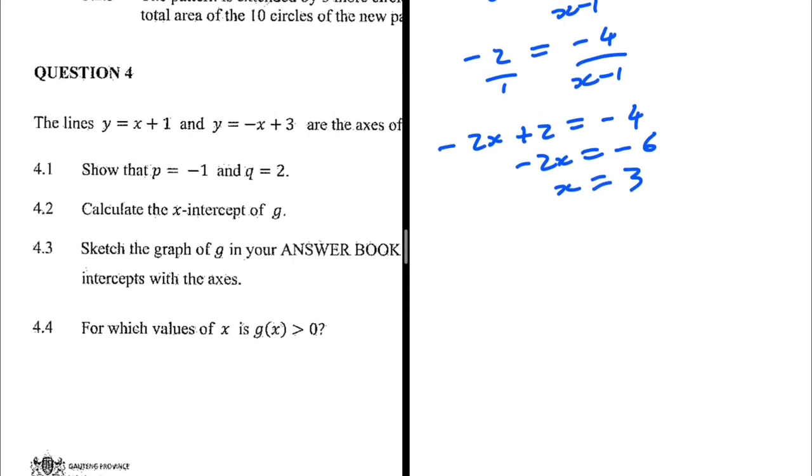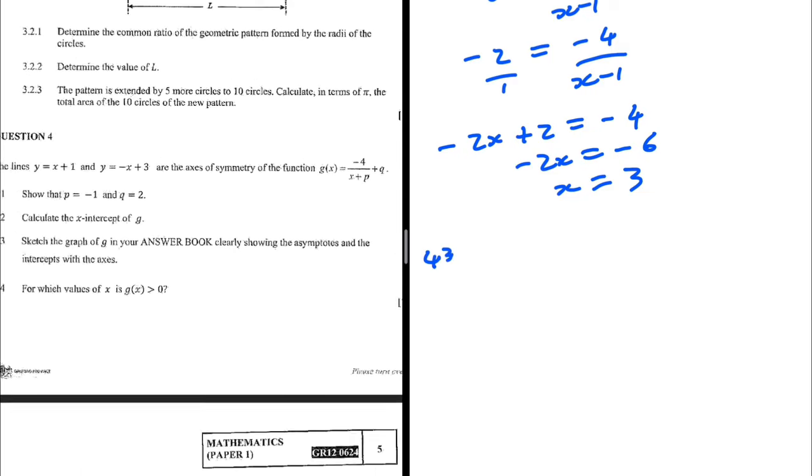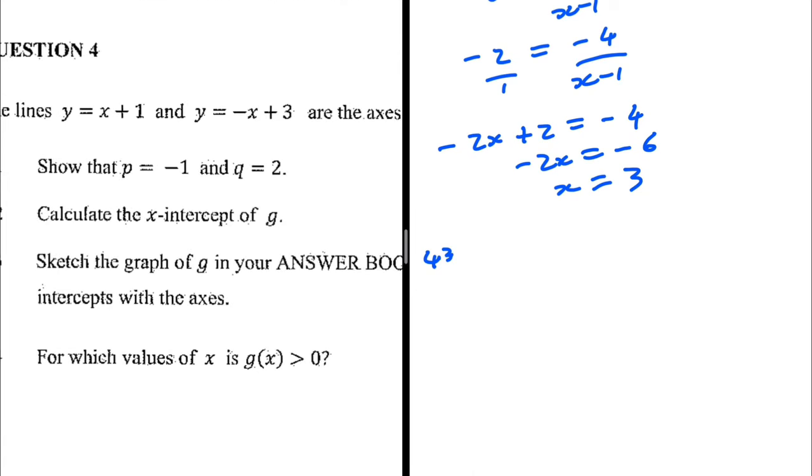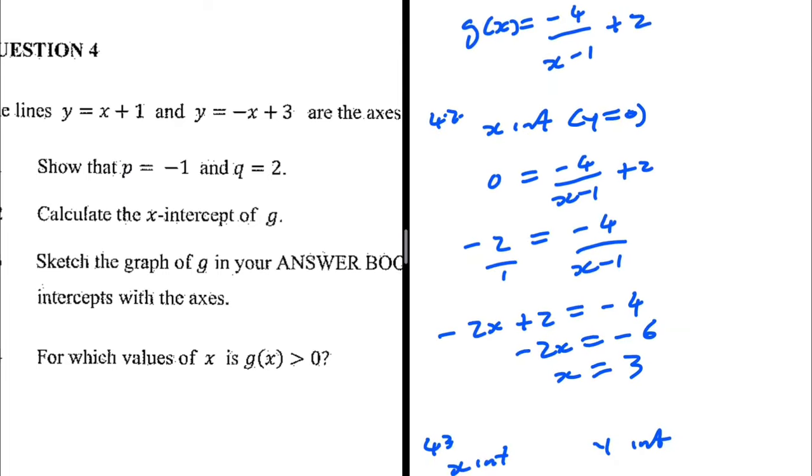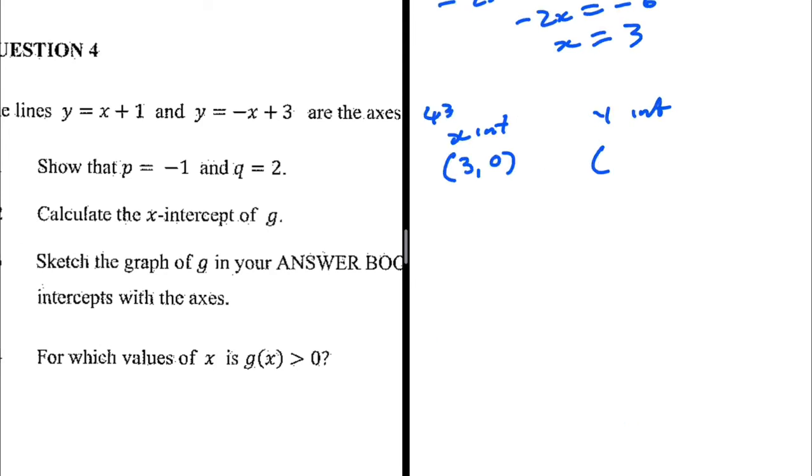Right. And then 4.3, we're supposed to sketch the graph of g and show the asymptotes and the intercepts. Okay, let's gather our variables and sketch therefore. So the x-intercept, we know the coordinates. X is 3 and y is 0. But what about the y-intercept? Let's take a look. If we substitute 0 there, we would get minus 4 divided by minus 1, which is 4, plus 2 is 6. So for the y-intercept, we have 0 and 6.